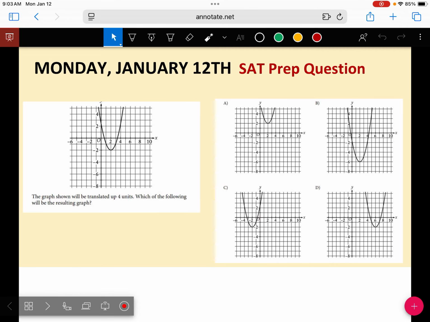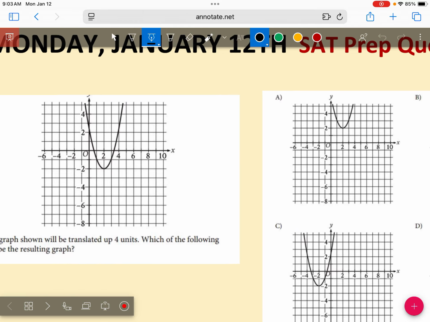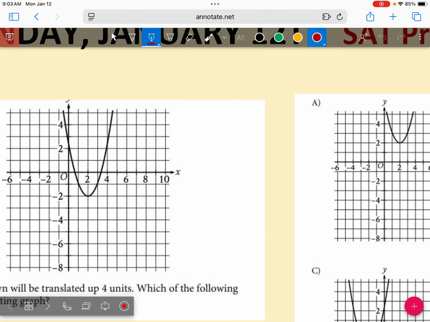For the bell work, it says the graph shown will be translated up 4 units. Which of the following will be the result? So if this graph goes up 4, it goes here, hops up 1, 2, 3, 4.